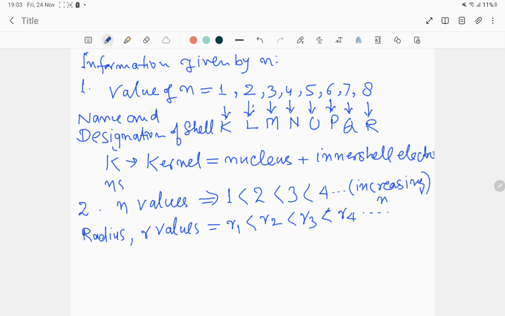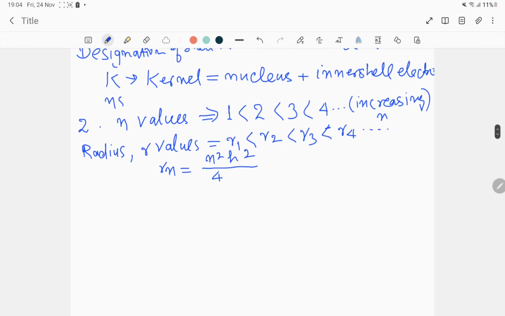Now this increase in the value of R with the increase in the value of n may be understood by the equation Rn is equal to n square h square divided by 4 pi square m e square, where h square divided by 4 pi square m e square is a constant.